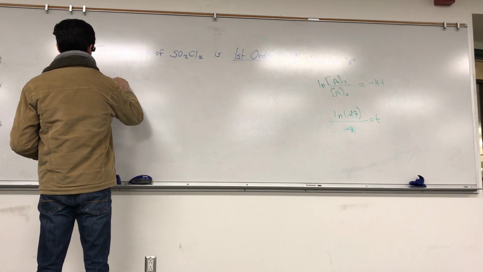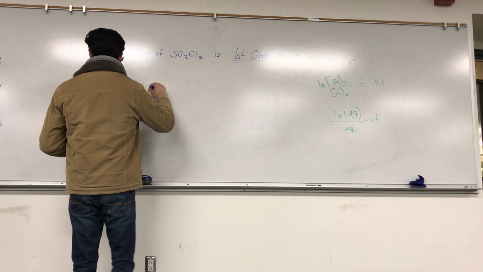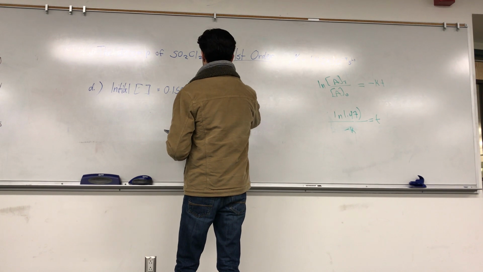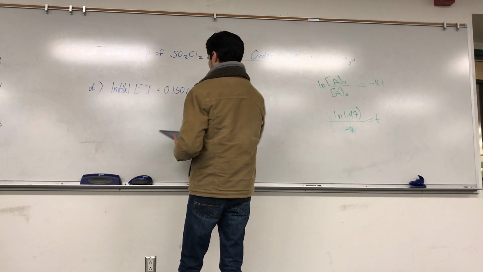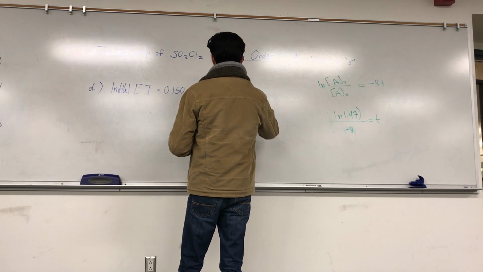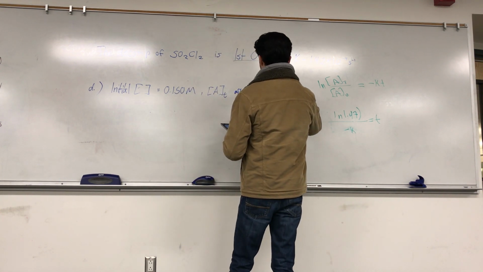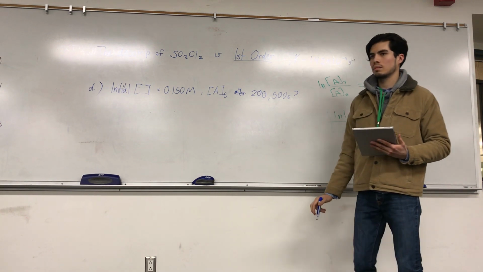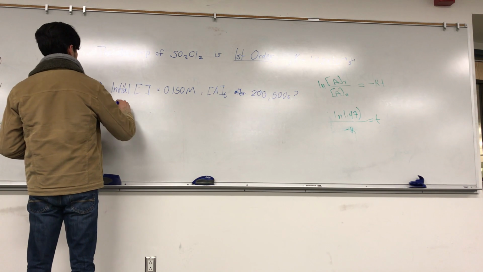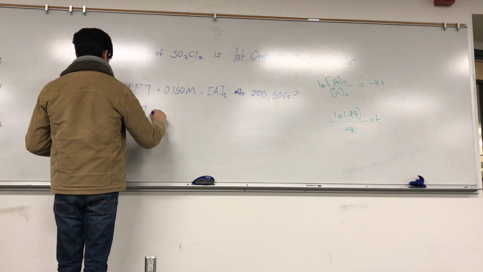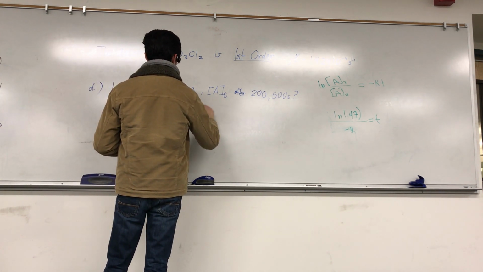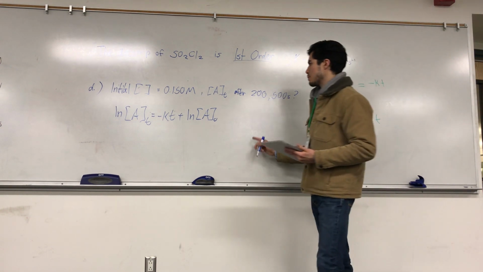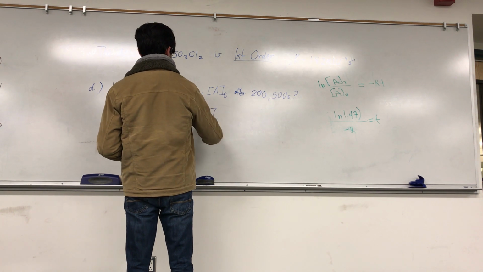Alright, so part D says the initial concentration is 0.150 molar. Is there a final concentration? Since it's first order, we use the same equation again. Ln of [A]t over [A]0 equals negative kt. And so we're trying to find the final concentration. Right, so we're trying to find this one. That's our x.